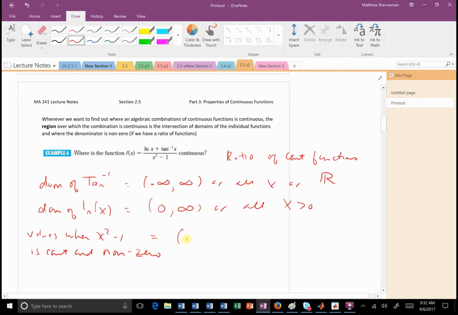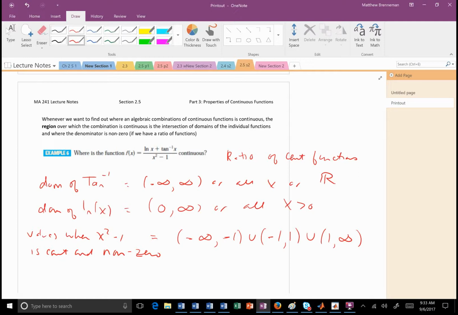This is going to be, and you can write this various ways. Basically, the only values that are excluded are plus or minus 1, okay? So I'm going to write this in a mathy way, but you can write it however you want. Basically, it's saying it's minus infinity to -1, and -1 to 1, and 1 to infinity. But I've used an open interval, right? So I'm not including the endpoints.